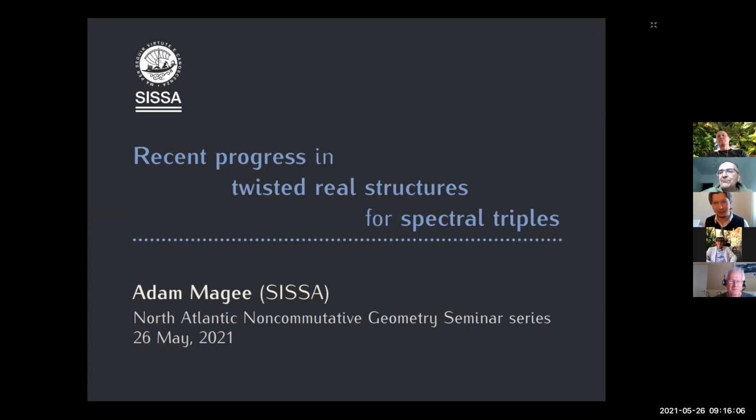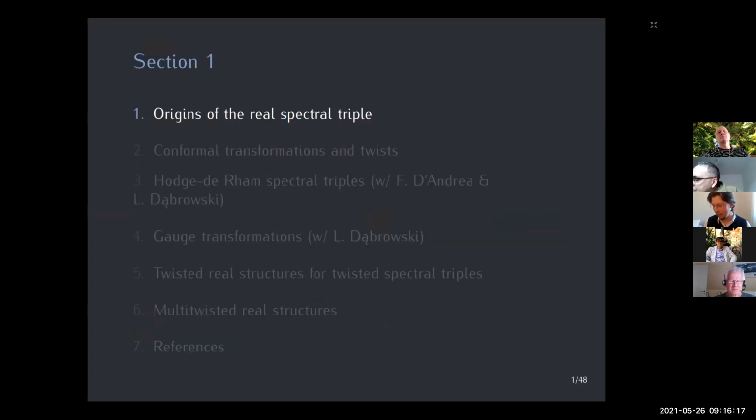As mentioned, this talk is on recent progress in twisted real structures for spectral triples. Since I have the luxury of 1.5 hours, I get to cover really more or less everything that I have. So the structure of the talk will be as follows. I'll start off with origins of real spectral triples and real structures.